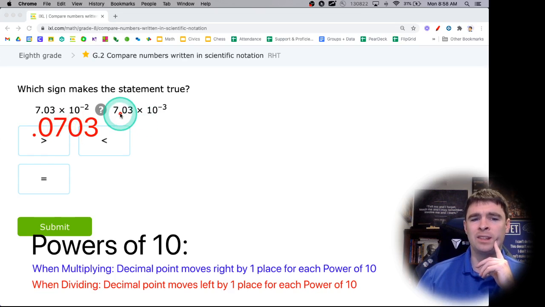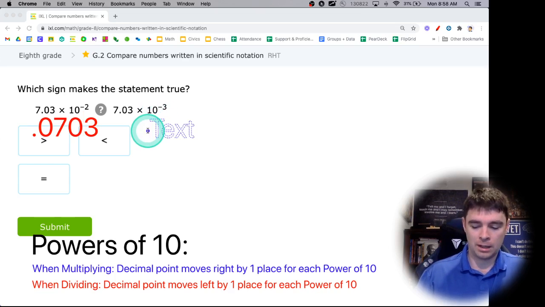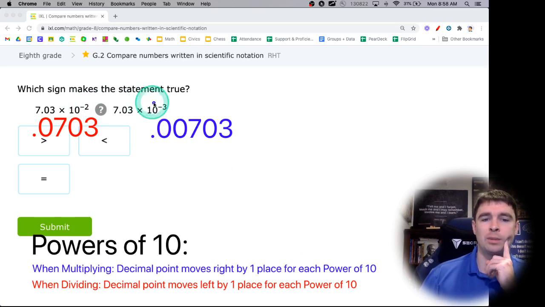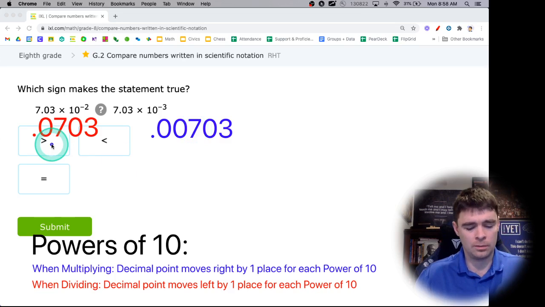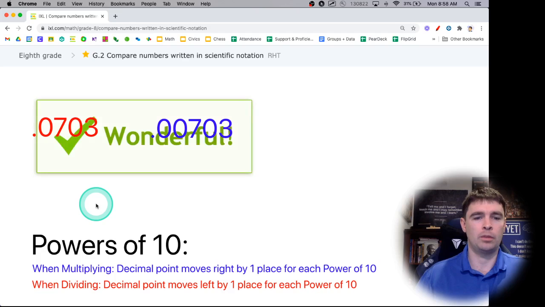Here, I'm going to take that same coefficient, 7.03, and I'm going to divide by 10 three times. The decimal's going to go left one extra place. So in that case, instead I'm going to get 0.00703, because this decimal had to slide left 3 places. And I know now that this number here, even though they're both small decimals, 7 cents is a lot more than less than a penny, which is what they're showing us. So for that reason, I'm going to pick that greater than symbol, and we'll keep it moving.